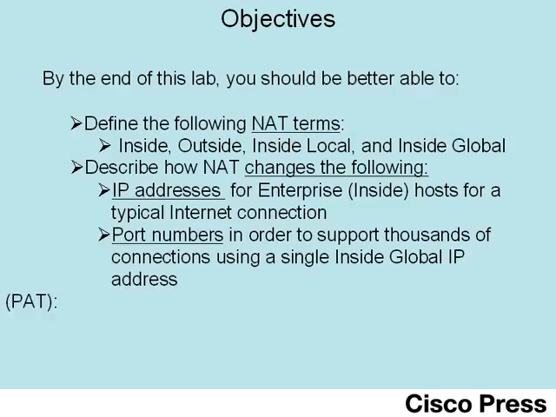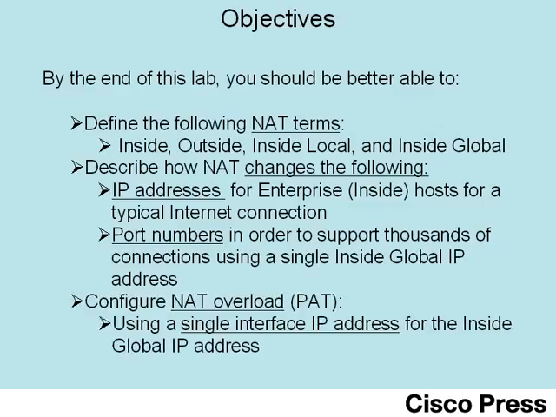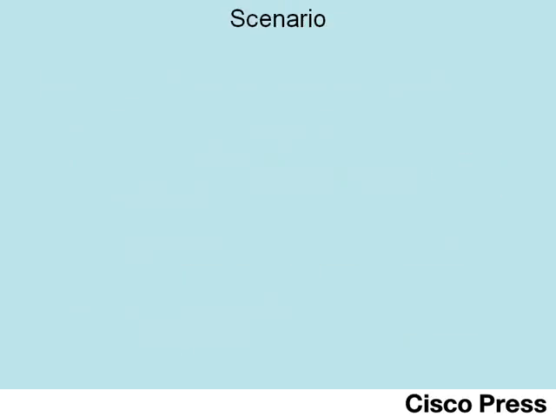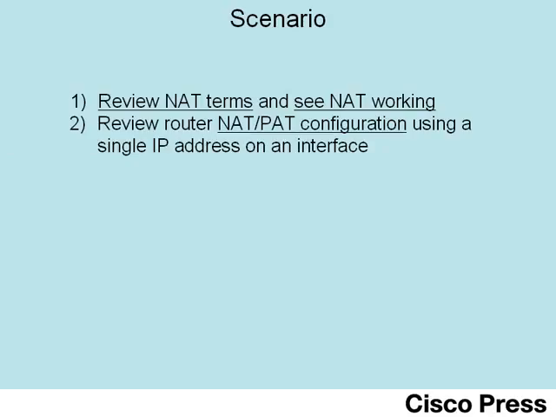Then we'll take a look at the NAT overload or PAT configuration, in particular the style of configuration that uses a router's single interface IP address when translating IP addresses. The scenario for Lab 7 has two basic steps. For the first step, we'll begin with a working internetwork that already has NAT configured. Using this internetwork, I'll describe the terminology used with NAT, as well as the concept of how NAT changes both IP addresses and port numbers. After that, we'll circle back with the second step and look at the configuration used in that sample internetwork.